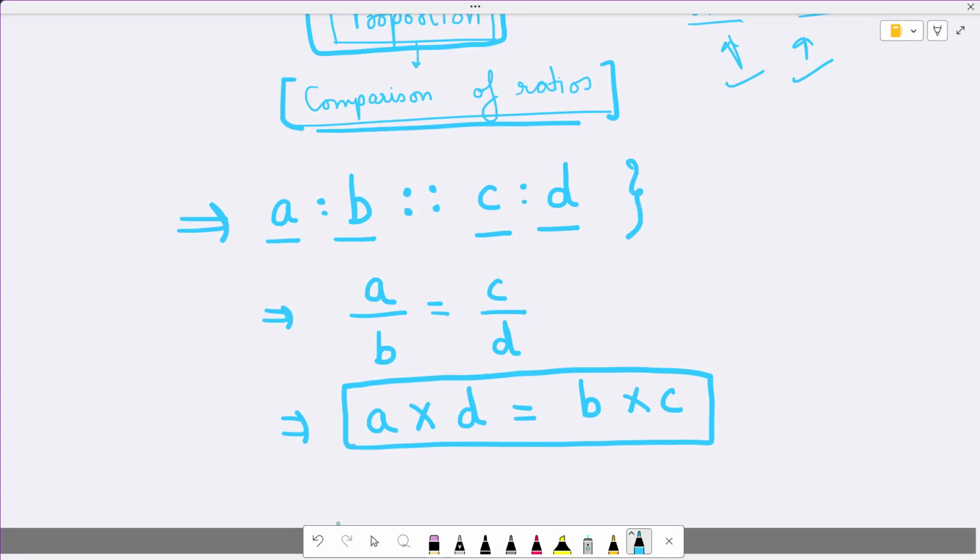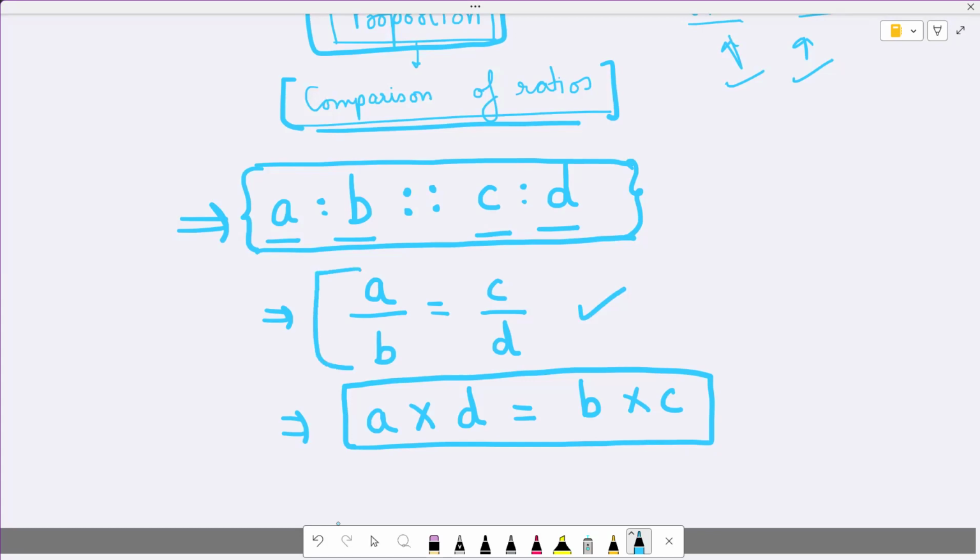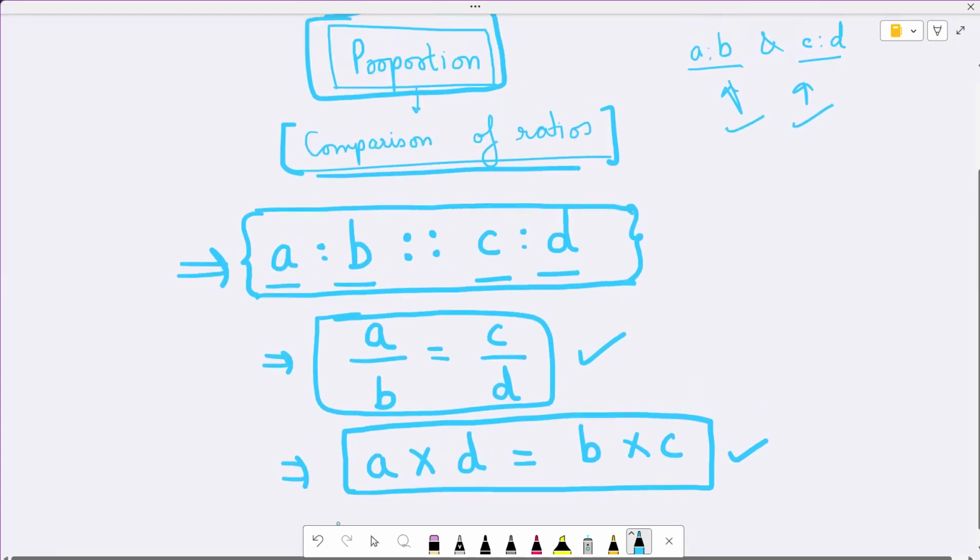Therefore, if there are any two ratios which are in proportion, it would mean that when we divide A by B and C by D, they will be equal. And also, when we multiply A by D and B by C, then also they will be equal. Now let us understand the three types of questions that are asked with regard to proportion, or three major concepts under this topic.